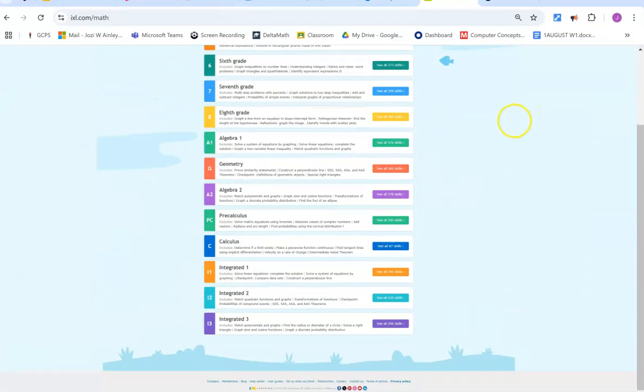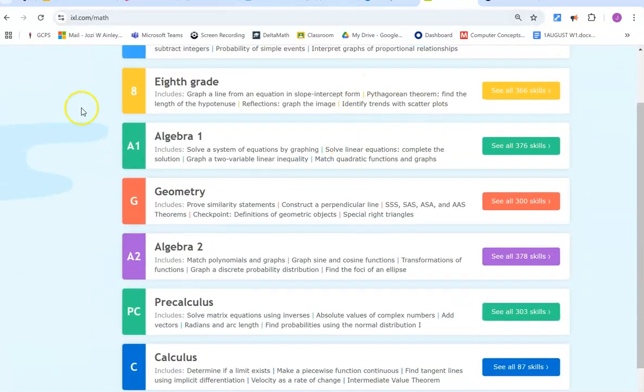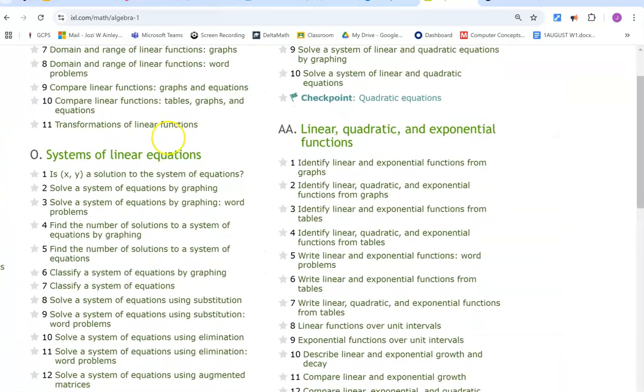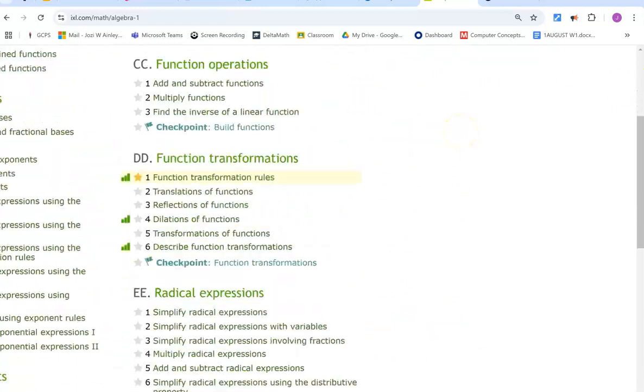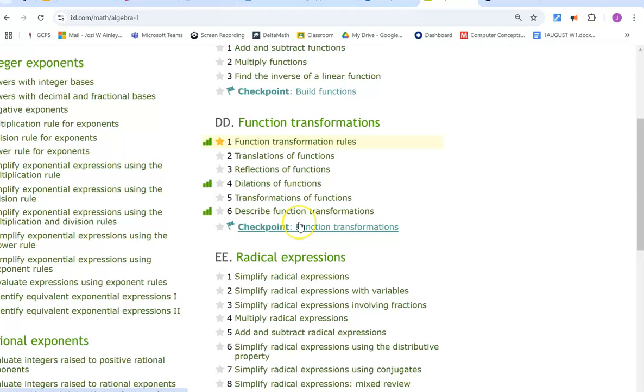Then you're going to go over to Algebra 1 and click on Algebra 1. And once you're in Algebra 1, you're going to go to DD, which is going to be on the far right. So AA, BB, DD, and I need you to do DD5, transformations of functions.